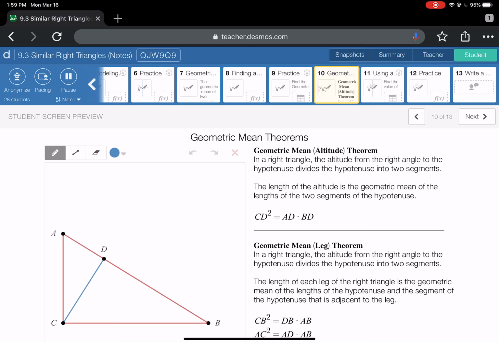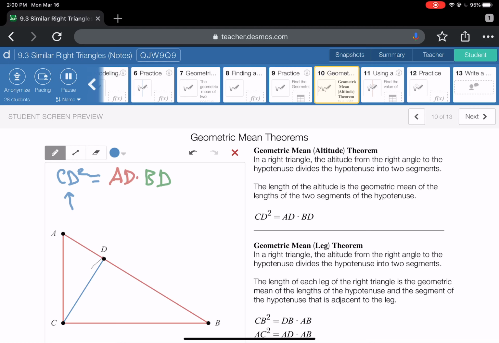All right, so let's go to the geometric mean theorems. We're going to start with the geometric altitude theorem, which states that in a right triangle, the altitude from the right angle to the hypotenuse divides the hypotenuse into two segments. The length of the altitude is the geometric mean of the lengths of the two segments of the hypotenuse. Okay, so let's go ahead and write this out. According to this triangle here, we have CD squared is equal to AD times BD. So what exactly are these pieces here? We're going to name them so that we can figure out how to solve for the geometric mean of the altitude.